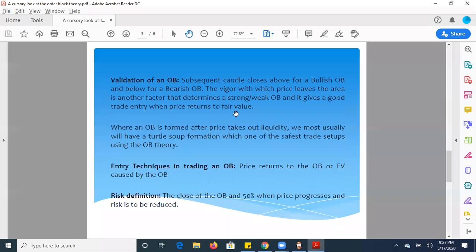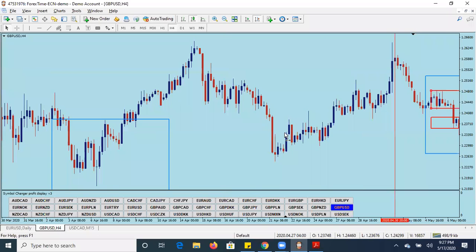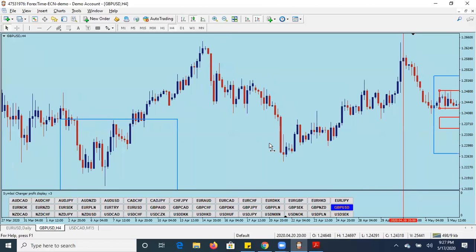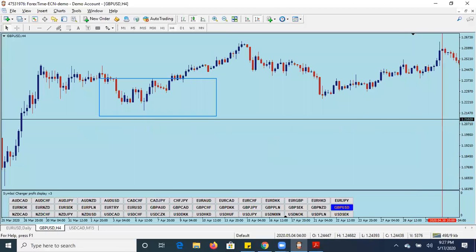Now, where the order block is formed after price takes out liquidity, we usually would have a turtle soup formation. Yes, I think we're trying to do that before I deviated. Yeah, let's see this scenario here, right? So price basically took out this liquidity here. Price basically just took out liquidity and rallied away, right? That was exactly what price did. Took out liquidity, pushed up, right?